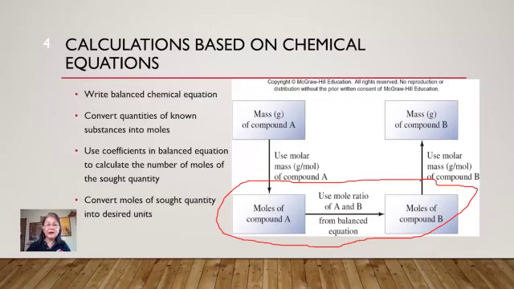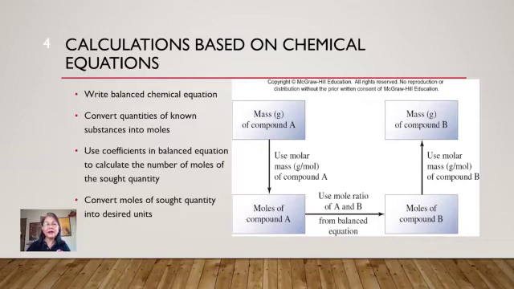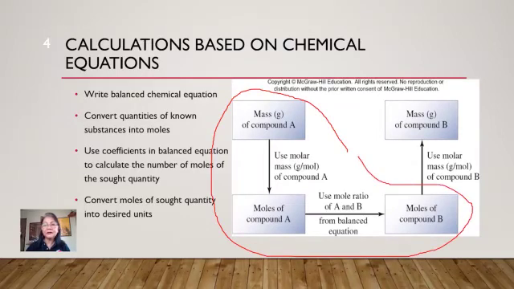On the other hand, if you are given the mass of A and you are asked to determine the number of moles of B, then your solution would just include this part. So you will just be using the molar mass of A to convert it into its number of moles and use the mole ratio to find the number of moles of the other substance.